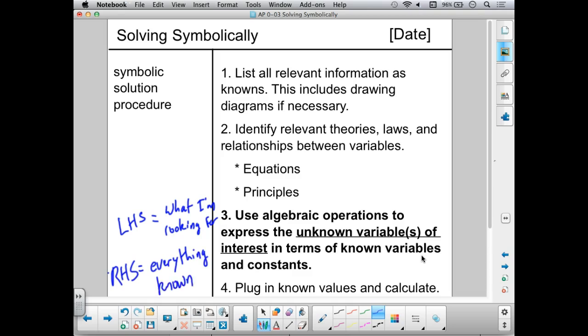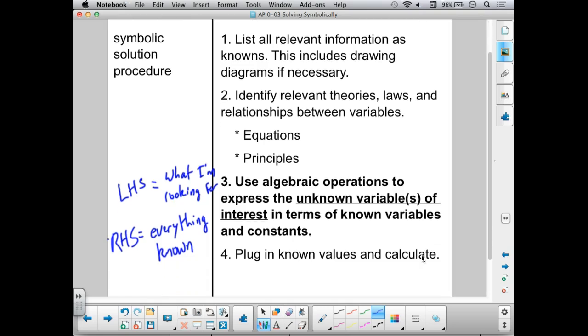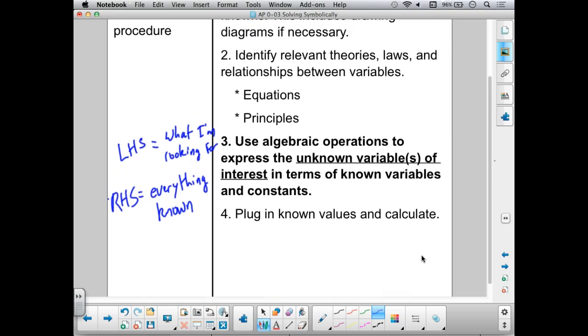Now, sometimes we're going to be asked to find some variable as a function of another variable, and then maybe we don't know everything on the right-hand side. But in general, it's nice to be able to put everything known on the right-hand side so that when we end up solving the problem numerically, we end up plugging in values, then all we have to do is plug in known values, crunch through it, and solve. And then that's really the easy part for most people. And then we plug in known values and calculate.